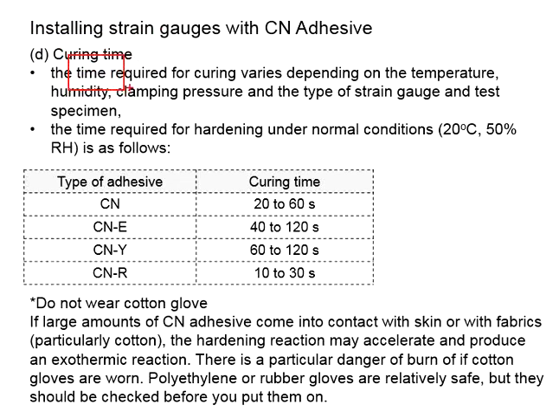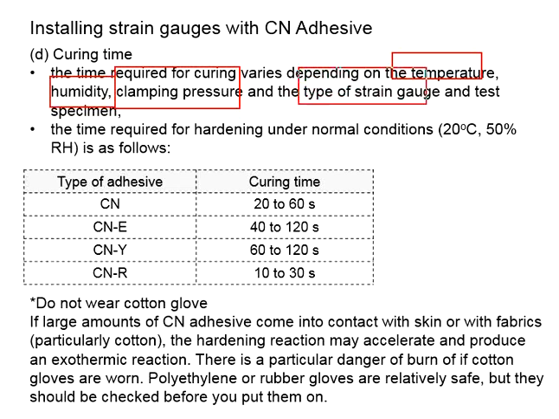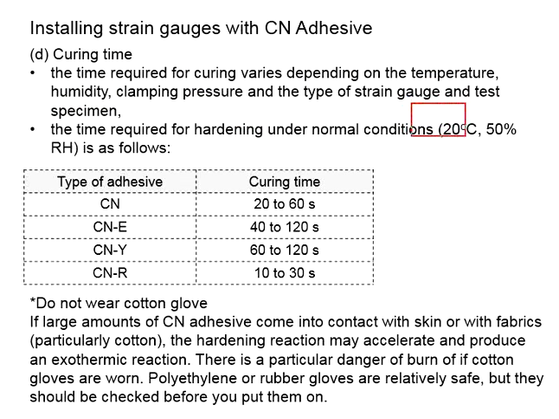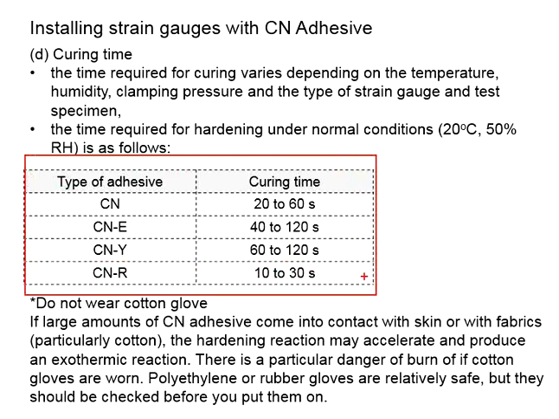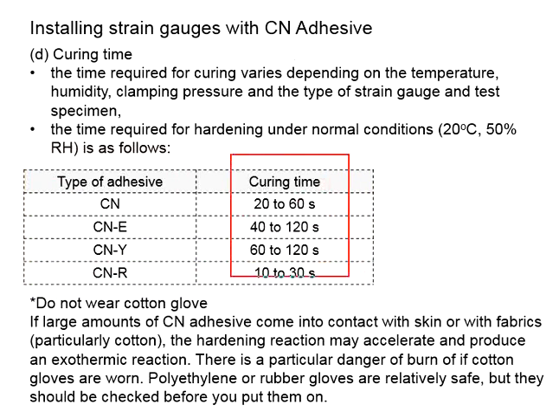Now, the time required for curing varies depending on the temperature, humidity, clamping pressure, and the type of strain gauge and the test specimen. Let's say under normal circumstances, which is 20 degrees Celsius with the relative humidity of 50%, the curing time is as follows. The entire process is very fast. The most is only 2 minutes. The rapid hardening one can harden within 30 seconds.